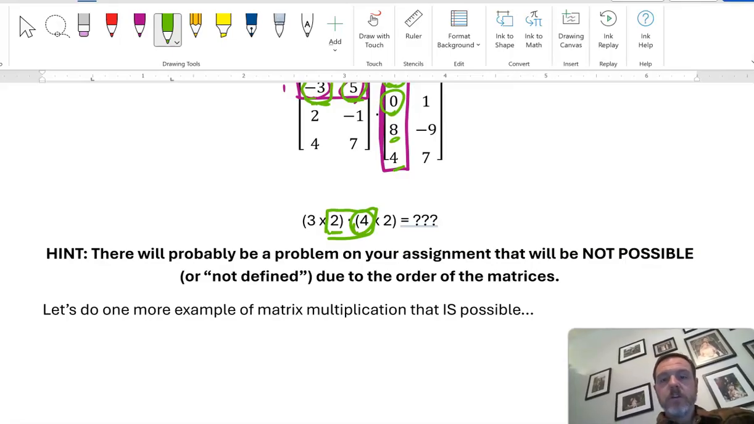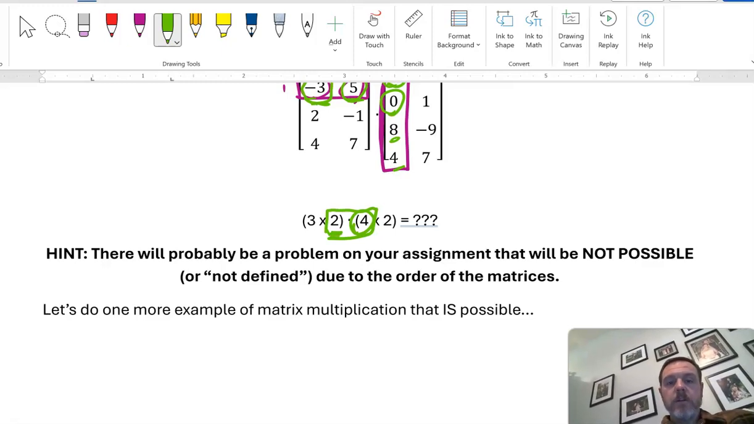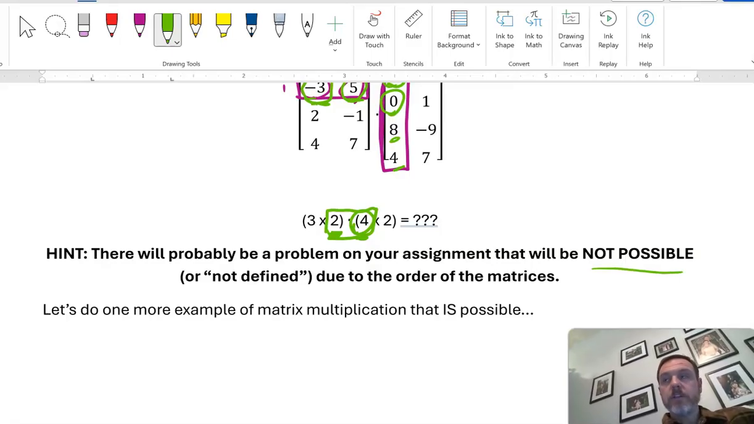You can multiply matrices with different dimensions. However, the number of columns of the first matrix has to match the number of rows in the second matrix in order to do that. So this cannot work. And just a hint, there's probably going to be one on your assignment that's like that. That's not possible. I just would write not possible. I think that's what I did on my answers, but the book maybe would say not defined due to the different order or dimensions.